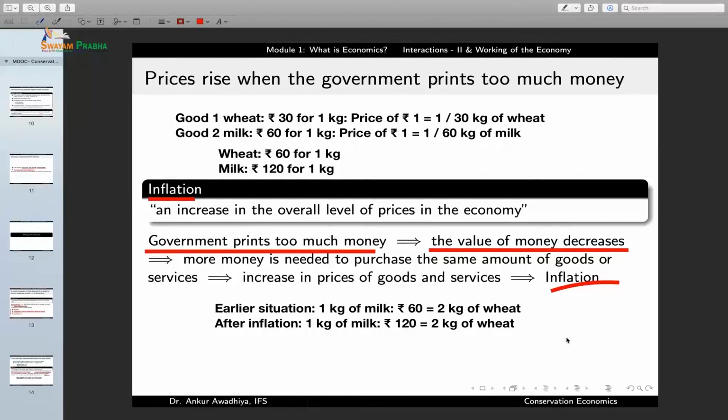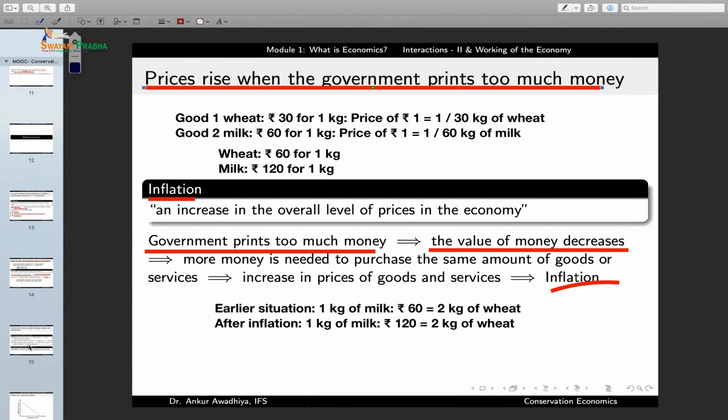The change in prices is only in terms of the rupee value or the money value, because the amount of money that is there in the society has gone up to such an extent that the value of money has gone down. But the value of all other things in terms of other goods and services will remain the same. So the principle of economics here says that prices rise when the government prints too much money. This is something that we need to keep in mind whenever we are talking about inflation.